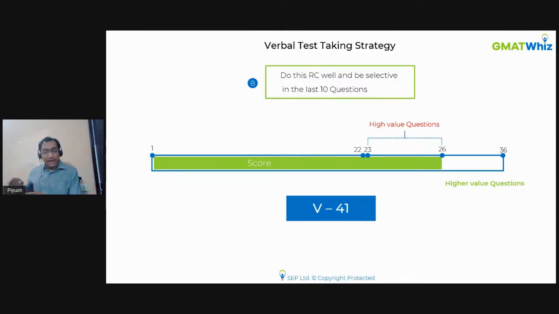Okay, so I focused on that strategy in the last 10 minutes, which is the last 10 questions. So what I did was I just solved 6 questions in those 10 minutes by focusing on the questions which I was more comfortable with. And in the end, my verbal score was a V41. Okay, I ended up with a 740 on the GMAT, and I was really happy and thankful about the decision that I took.